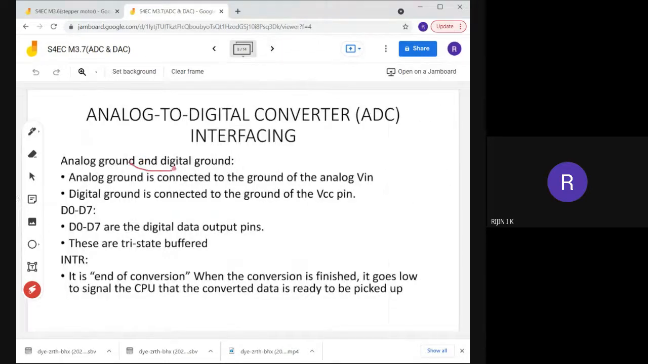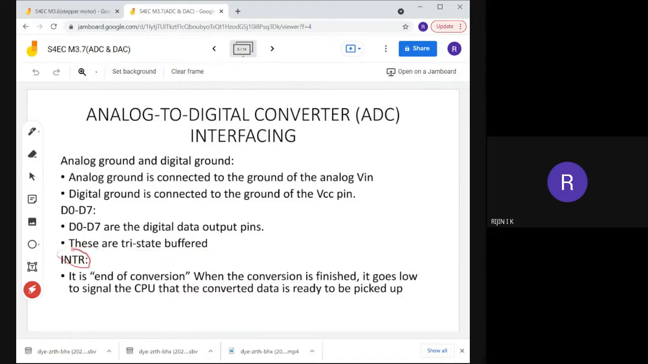Then analog ground and digital ground. Analog ground is connected to the ground of the analog Vin, and the digital ground is connected to the ground of the VCC pin. And D0 to D7 are the digital data output pins. These D0 to D7 pins are also tri-state buffers. What tri-state buffers are, you know that.